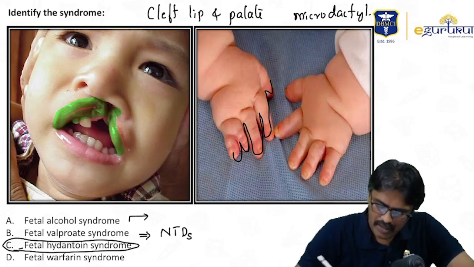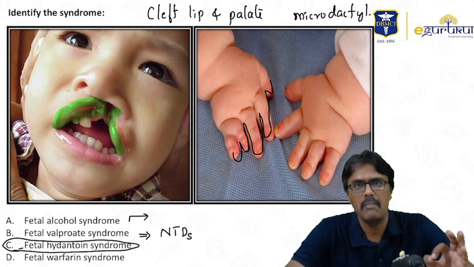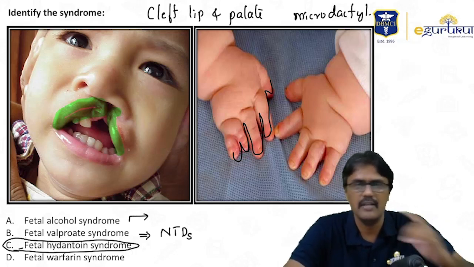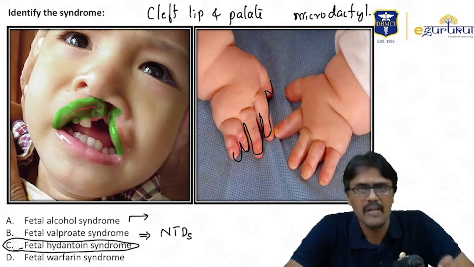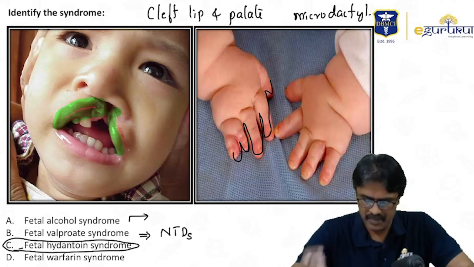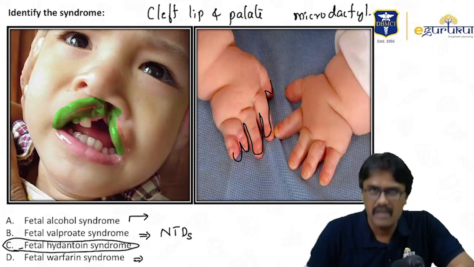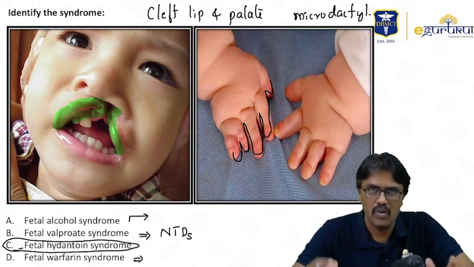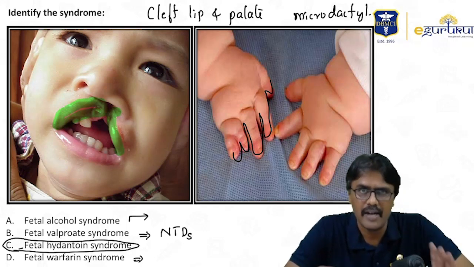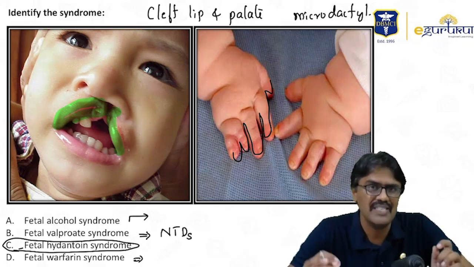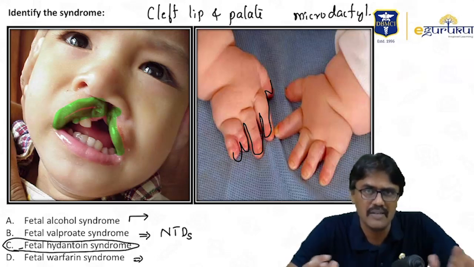Fetal alcohol syndrome, mainly it is associated with micrognathia, that is small face, small chin. Along with that, mental retardation will be there. Fetal warfarin syndrome mainly affects the bone, so that is also called chondrodysplasia punctata. So the epiphysis will be stippled epiphysis, so that will be seen in X-rays.